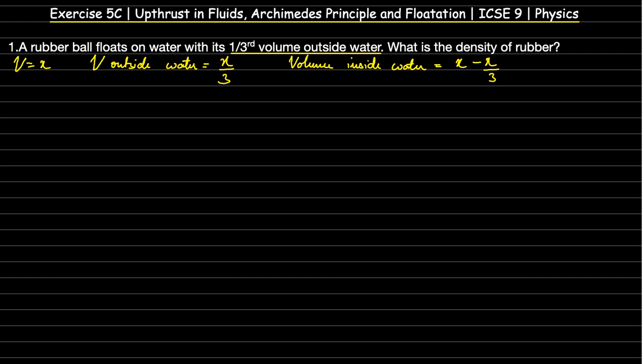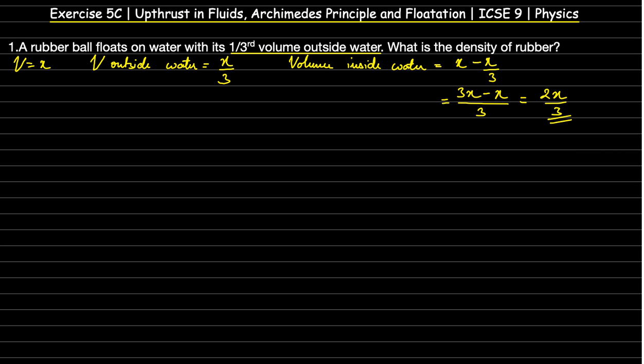So we take the LCM here. LCM is 3. Here I get 3x minus x, so we get 2x by 3. So the volume inside water is going to be equal to 2x by 3. Now we have got the volume inside water.